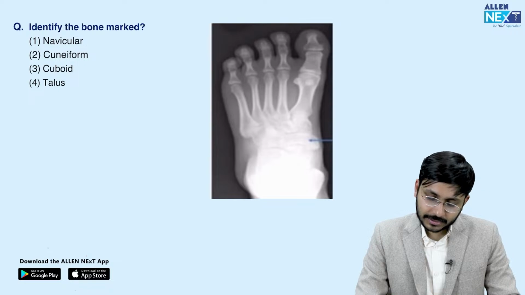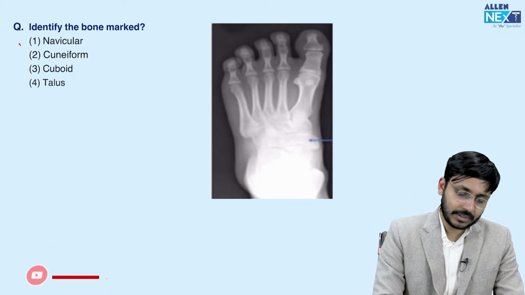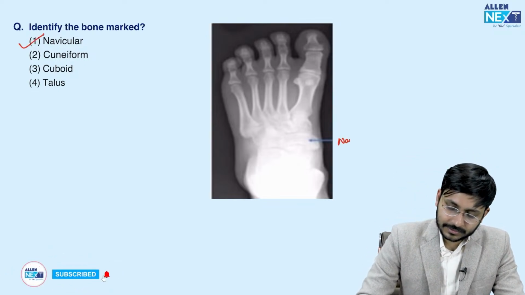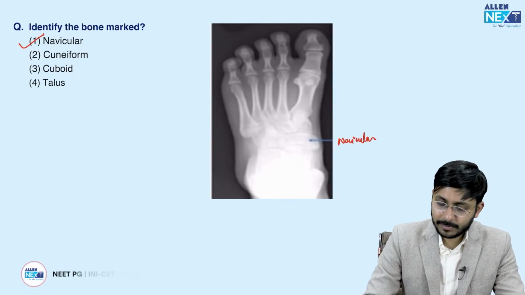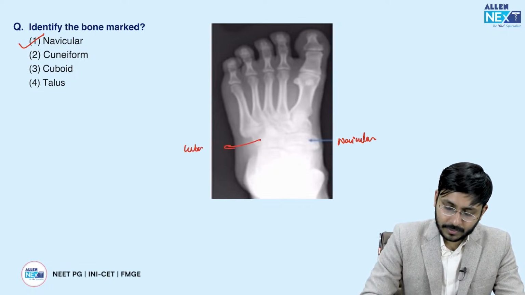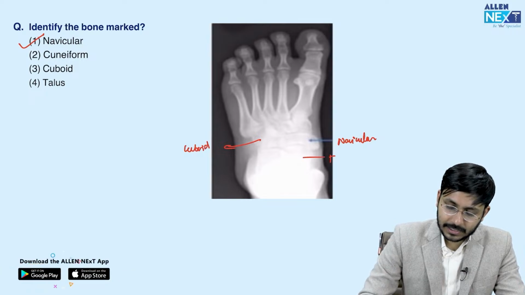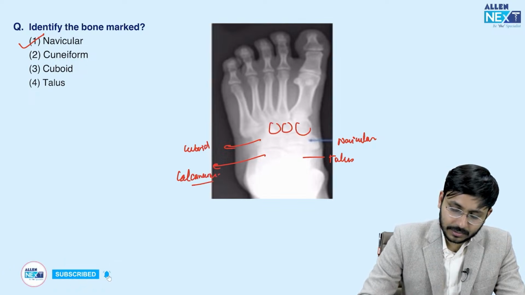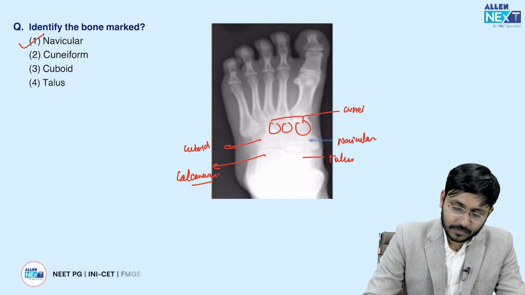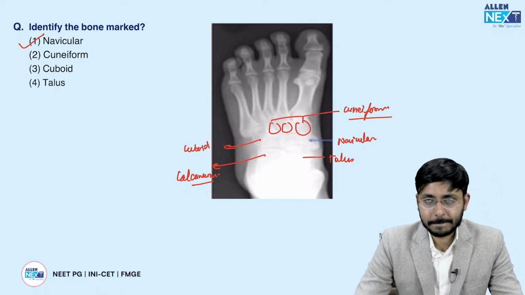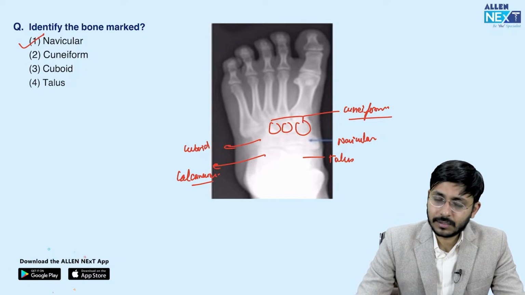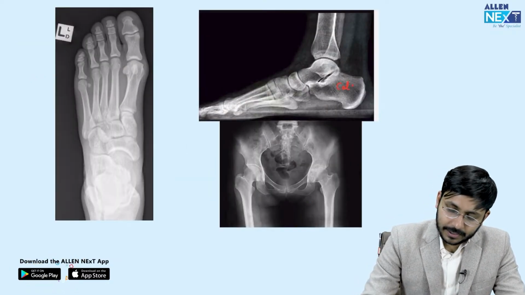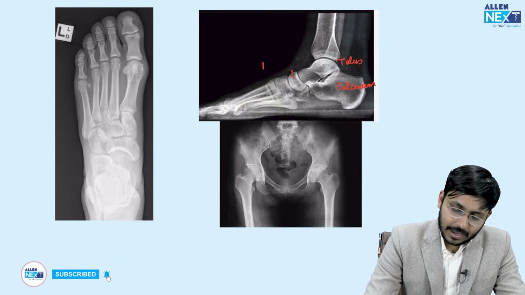So identify the bone marked. It's a simple one-liner. This is a navicular bone, so we label this as navicular. Other bones we label. This is the cuboid bone. This is the talus. This is the calcaneum. And these three are the cuneiforms. So on a lateral foot radiograph, this is the calcaneum. This is the talus, the navicular.